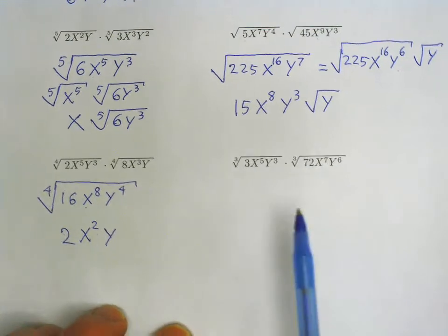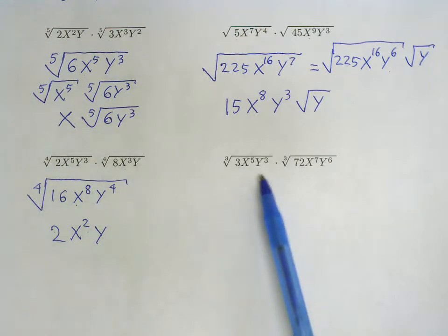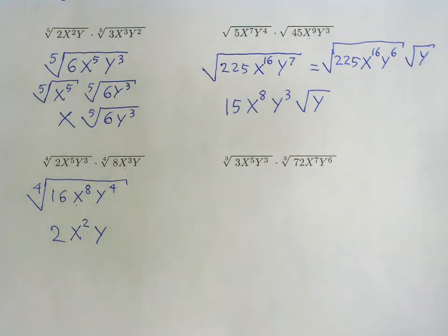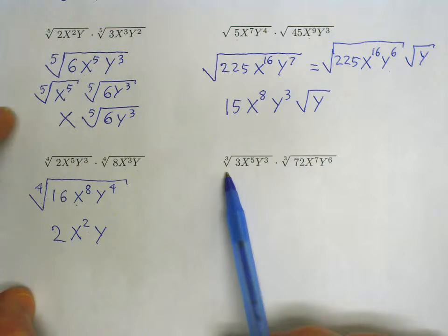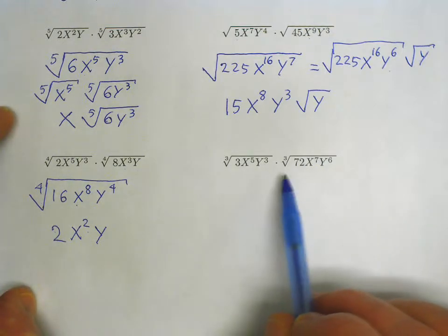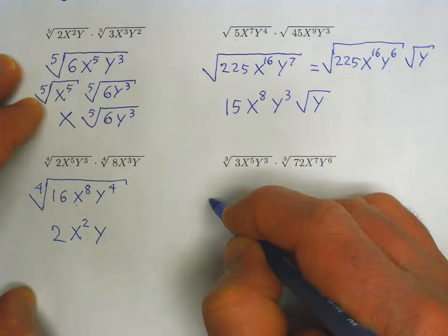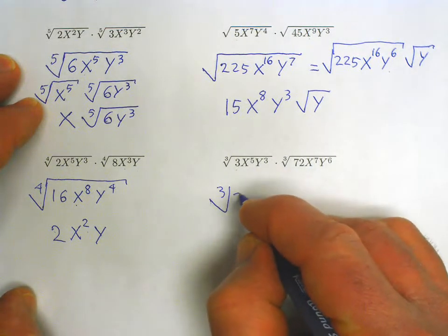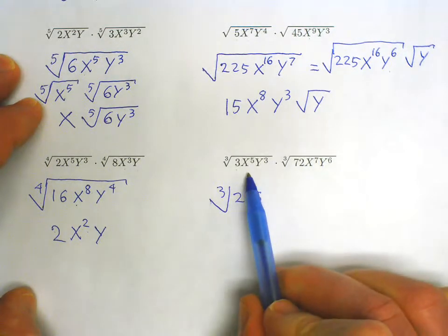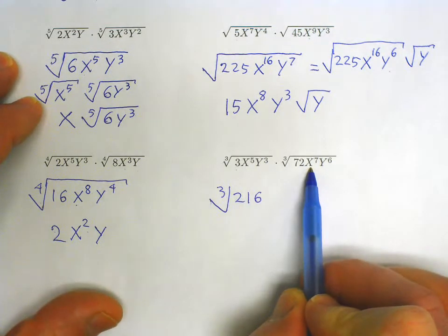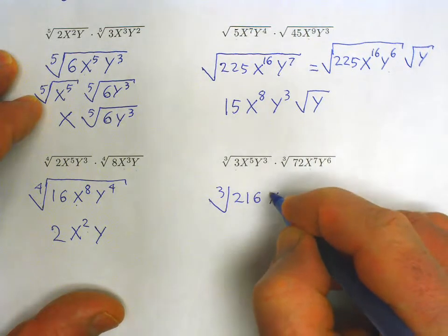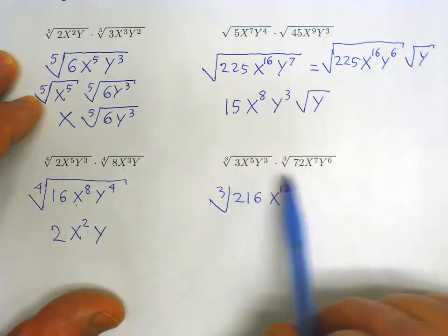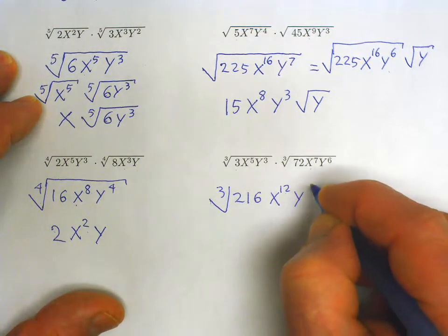Okay, the next one, the cube root of 3x to the 5th y to the 3rd times the cube root of 72x to the 7th y to the 6th. Since they are both cube roots, we can write it as a single cube root. So the cube root, let's see, 3 times 72 is 216, and x to the 5th times x to the 7th is x to the 12th, because 5 plus 7 is 12. And then y to the 3rd times y to the 6th is y to the 9th.